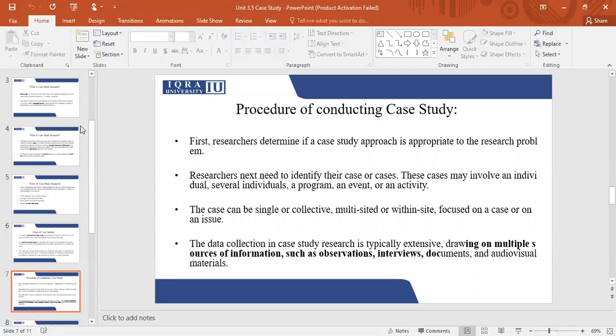To study this case, what are the things that you might need to study? Do you need to study an individual or several individuals, a program or an event? Then you need to see whether you are using a single case study, a multiple case study, or an intrinsic one, whether it needs to be on site, or how you are going to do that. Then your data collection technique can be different.